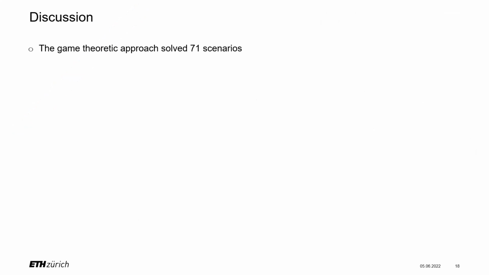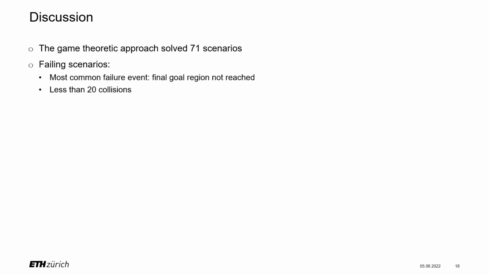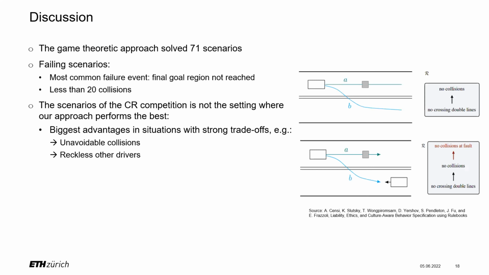Yes, so this is actually it regarding the algorithm, but maybe it's worth making a small discussion about the pros and cons of this approach. As Edmund already said, it solved 71 scenarios, which was quite a high number. Most of the failing scenarios were because the final goal region wasn't reached, and there were less than 20 collisions. So regarding collisions, it was quite robust.